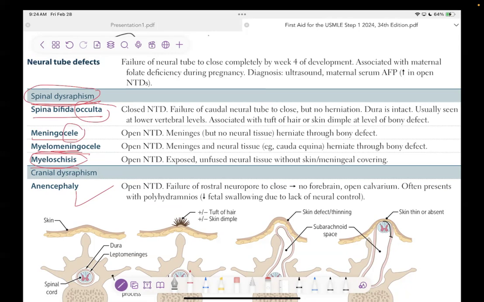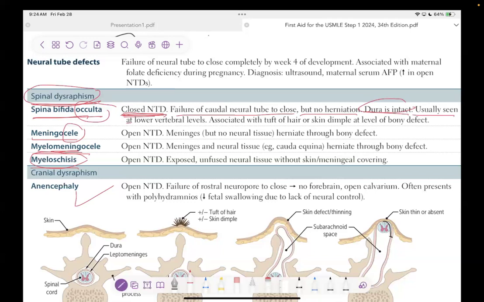So we already understood the name of everything. Spina bifida occulta is not visible, so it is a closed neural tube defect, a failure of the caudal neural tube to close. There is no herniation, meaning neither the meninges nor the spinal cord are out. The dura is intact. We know the meninges are made of three layers: the dura, the middle arachnoid, and the pia mater, which is attached to the brain and spinal cord. So the dura is not out of place.